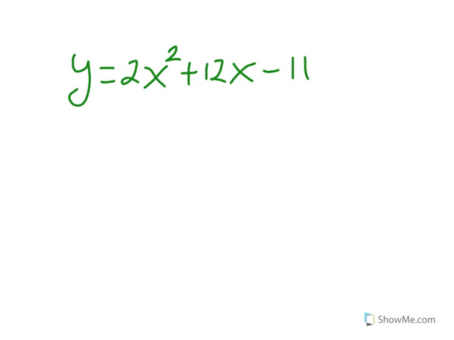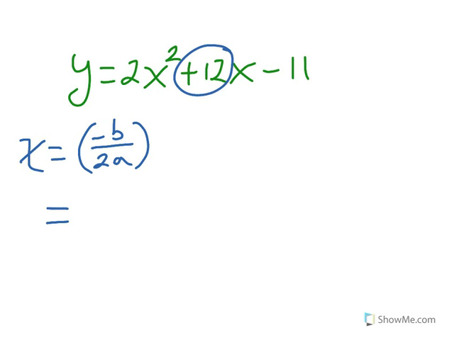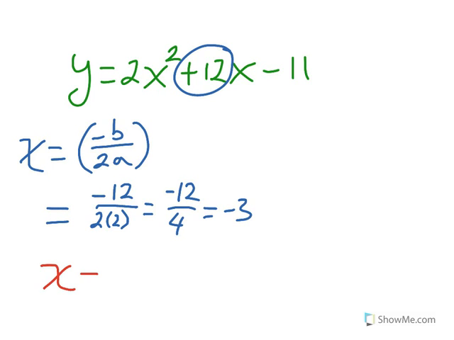The next one we're going to go over is number 16 on the review. So y is equal to 2x squared plus 12x minus 11. The first thing I want to do is find the axis of symmetry. The formula for the axis of symmetry is negative b over 2a. So it's going to be the opposite of whatever that was. If it's positive, it's going to be negative. If it's negative, it's going to be positive. So it's going to be negative 12 over 2 times 2. So it's negative 12 over 4, which is negative 3. To write it, I'm going to write x equals negative 3. So that's my axis of symmetry.